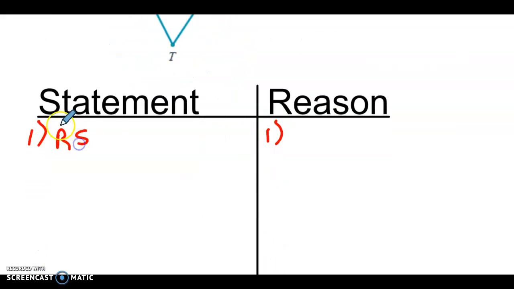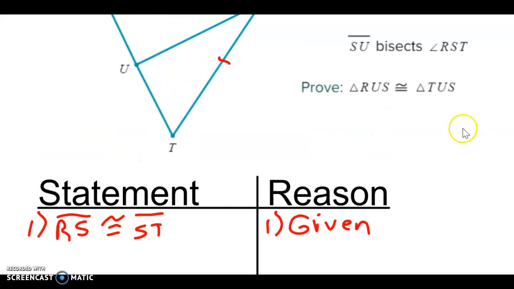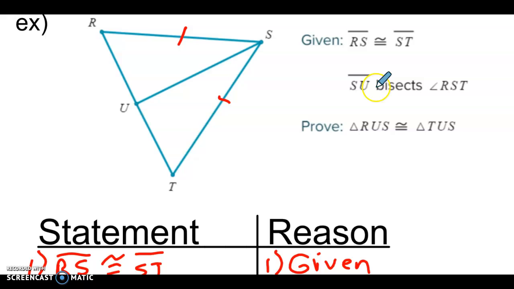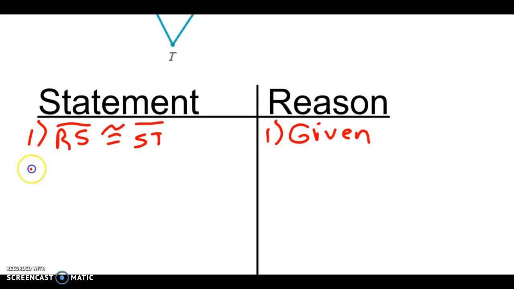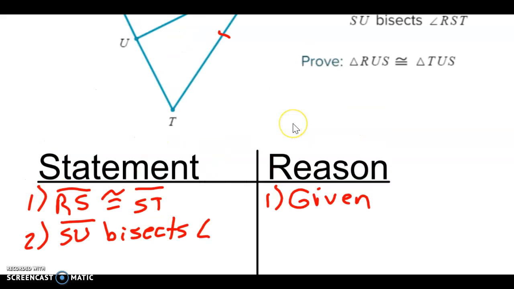RS is congruent to ST. So segment RS is congruent to segment ST. And the reason that we're able to say that is because it's given information. Then SU bisects angle RST. Well, let's write that down. SU bisects angle RST. Again, that is given information.